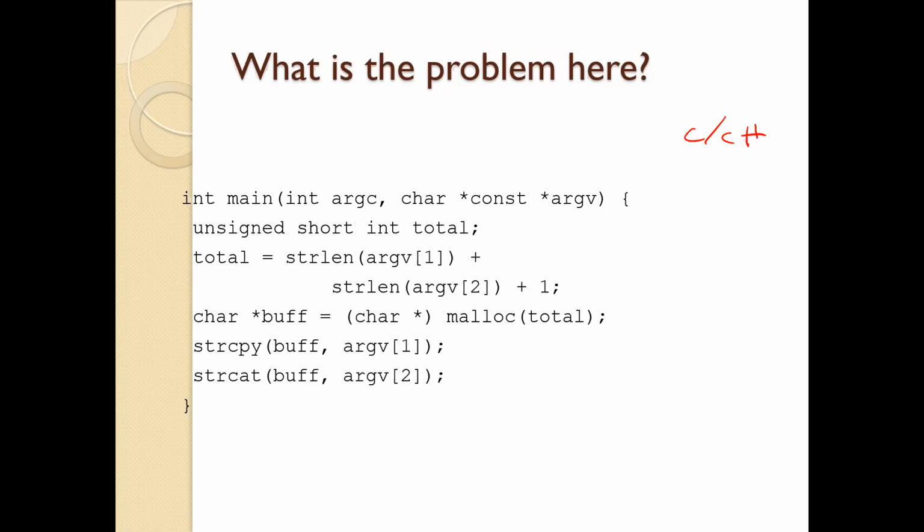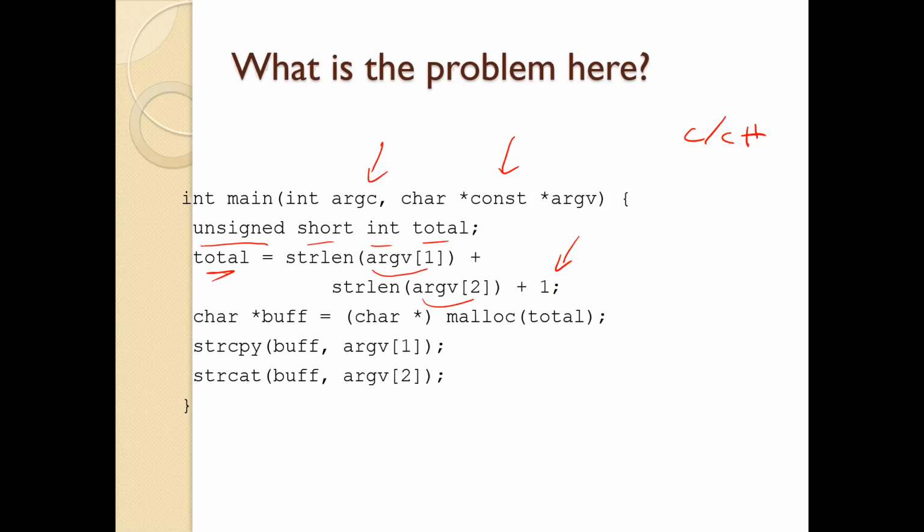What's the problem here? All right, so let's look it over. You have some inputs from the terminal. You got a variable, an unsigned short int total, that is initialized to the string length of the two inputs that you might receive, argv1 and argv2, plus 1.